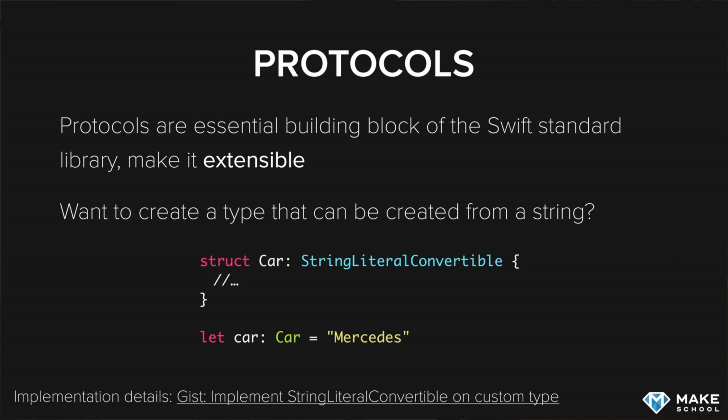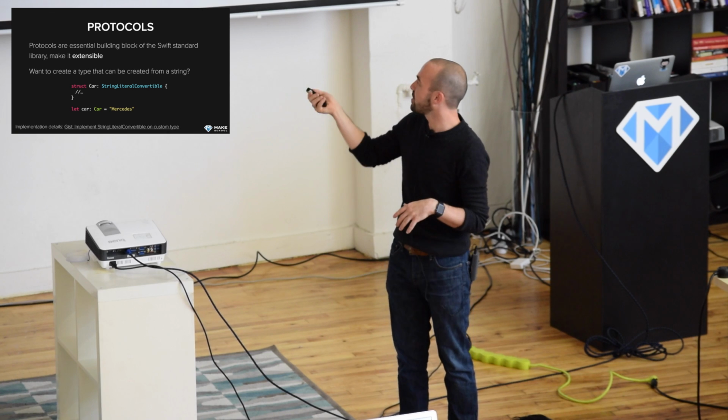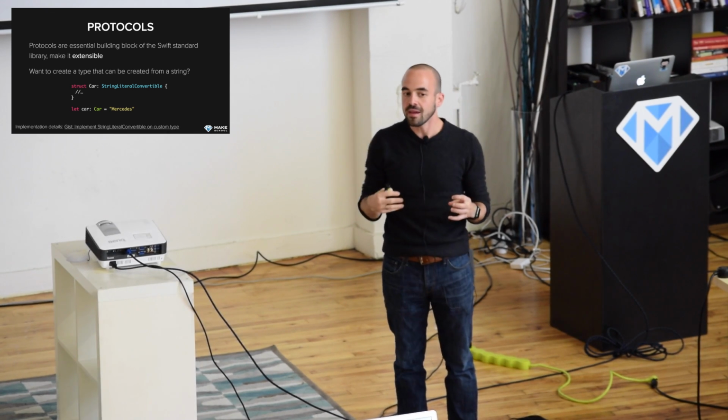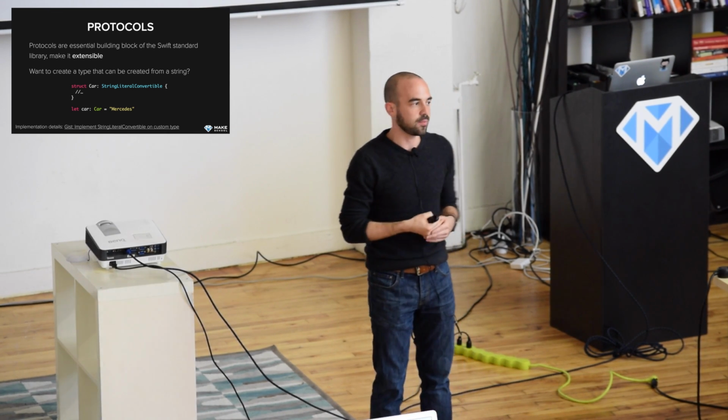So if I want, for example, a car class, and I want that car class to be able to be initialized with just a string, so I don't have to create a new car, then I can make the car a string literal convertible. I can implement that protocol. And if I do that, then someone who uses this class in code can just say let car, define that it is a car type, and then say equals Mercedes. Then this class is responsible for taking the string and creating itself based on the string input.